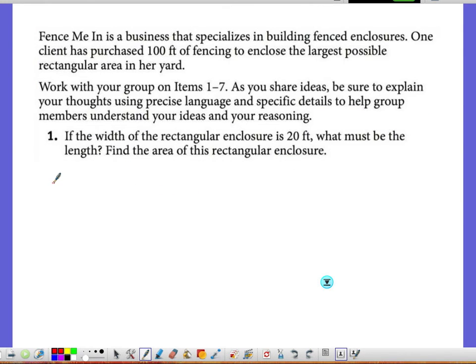Okay, so let's go ahead and jump into it. Fence Me In is a business that specializes in building fenced enclosures. One client has purchased 100 feet of fencing to enclose the largest possible rectangular area in her yard.